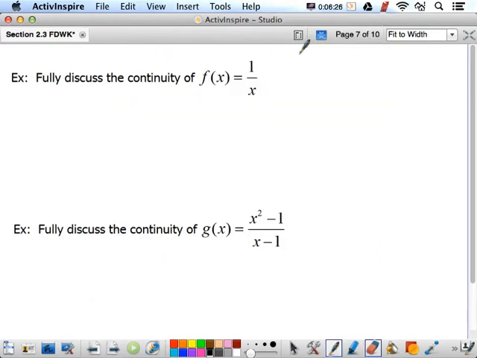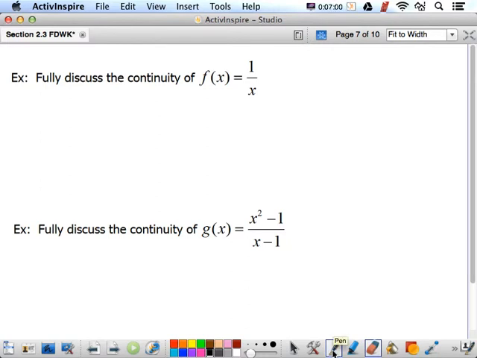Okay, so just for the sake of learning, I'm going to ask for these examples that we just fully discussed the continuity of the functions in question. The first one we're going to discuss is f of x equals 1 over x. We're going to discuss where it is continuous and where it is discontinuous. And for the places where it is discontinuous, we'll decide whether those are removable or non-removable discontinuities. So let's look at 1 over x.